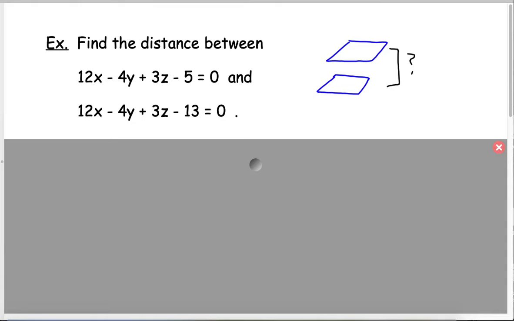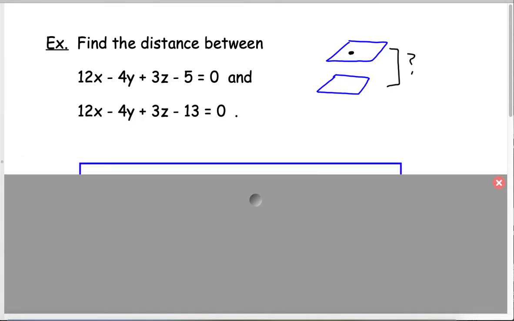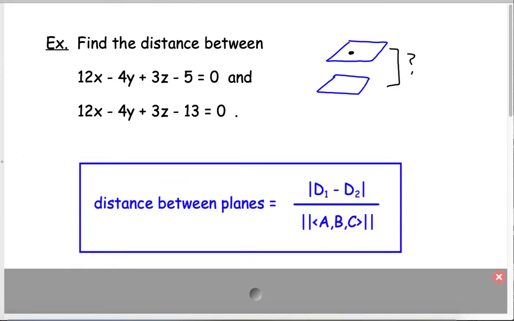Now, there's a nice formula to figure out the distance from a point to a plane. And so if we could just come up with a random point in one of these planes and then use the other plane equation, we could use that formula. But that's way too much work. So let me give you a shortcut. It turns out that to find the distance between two planes, we're going to take the difference of the d values. Now remember, those are the constant terms. The difference between the d values is divided by the magnitude of the normal vector.